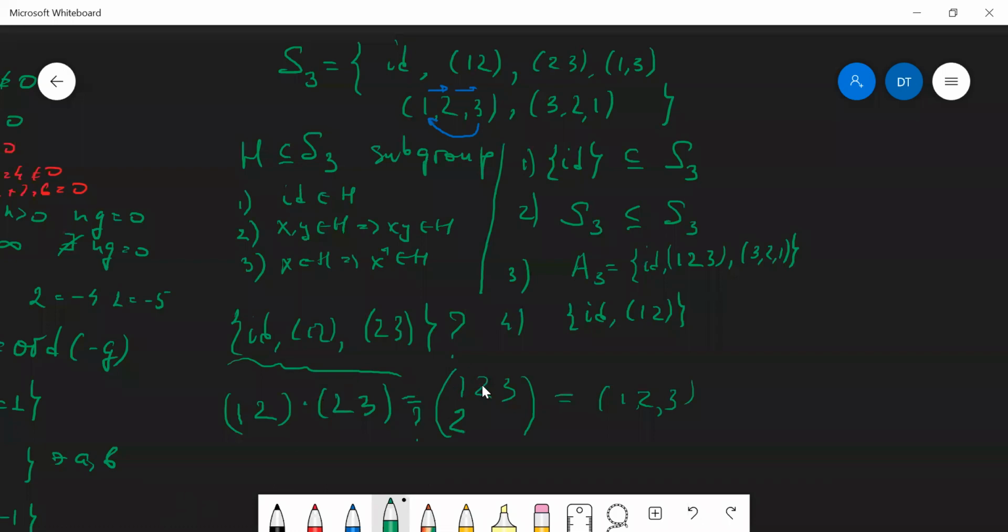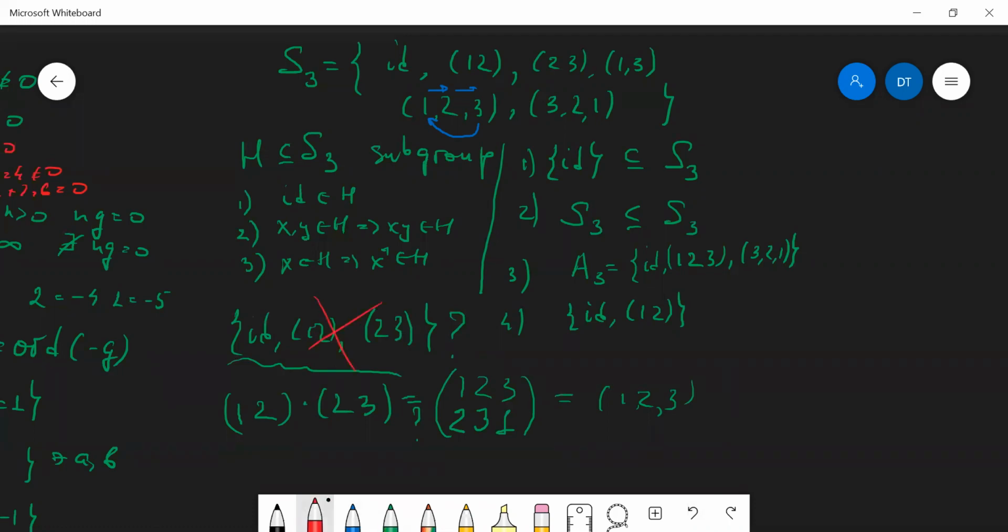Then, if you take 2, apply this one, 2 goes to 3. Apply this one, 3 stays the same. So 2 goes to 3. Now, if you take 3, 3 goes to 2 by the action of this one, and 2 goes to 1 by the action of this one. So after 2 steps, 3 goes to 1. That's how you compute, and this is exactly the cycle 1, 2, 3. So that's why this is not a subgroup, because this times this does not belong to this subset. So this is not a subgroup.